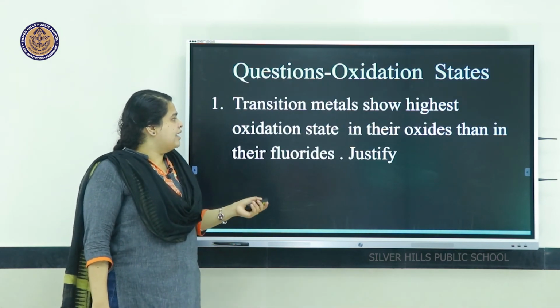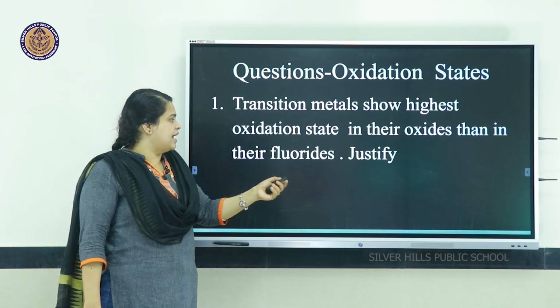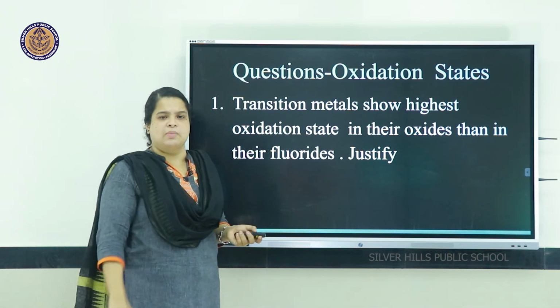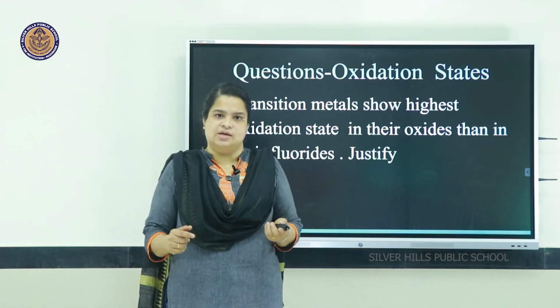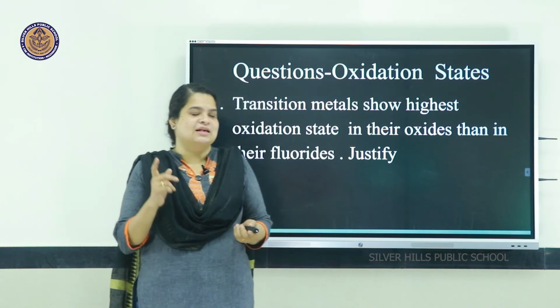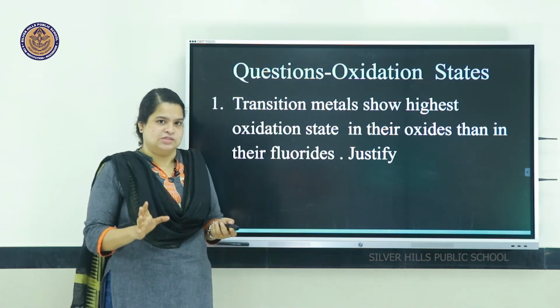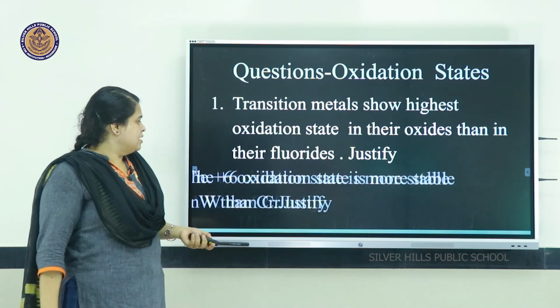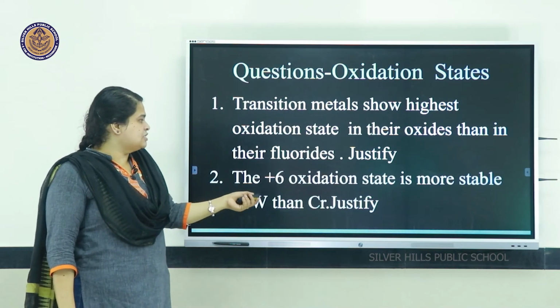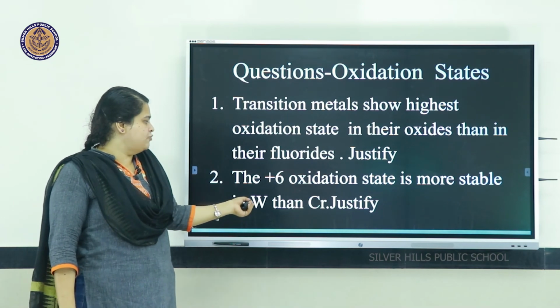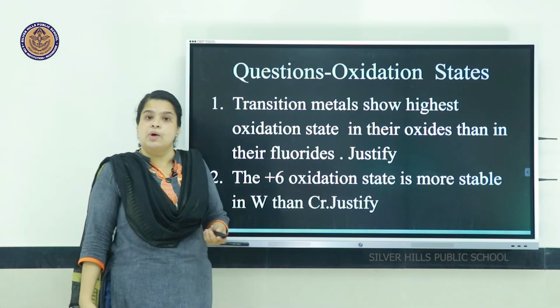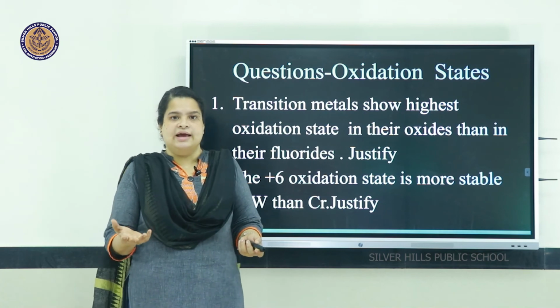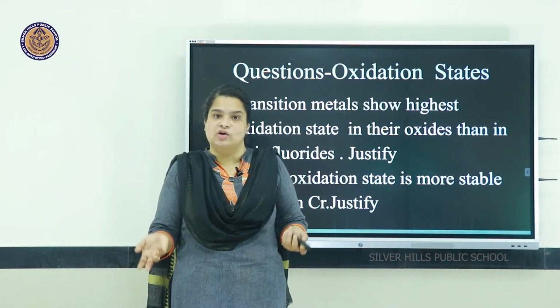Transition metals show highest oxidation states in their oxides than in their fluorides. Just a 1 mark question or give reason question. This is because oxygen has the ability to make multiple bonds. That is the main answer point or the answer key for this question. Another question is, the +6 oxidation state is more stable for tungsten than chromium. Why? Tungsten, we told that heavier elements have higher oxidation state.